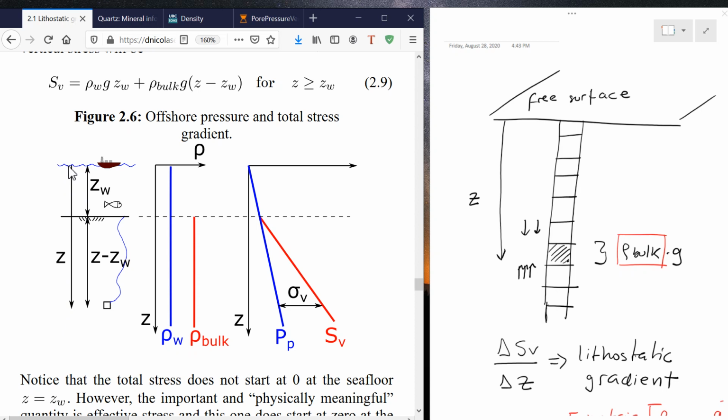So just density of the water times G times Z. And that's why this follows a nice linear relationship. All right, same as before, the difference between the total vertical stress and the pore pressure is what we call effective vertical stress. And as I was telling before, this is what holds the rock together. This is what actually compresses the rock and reduces porosity as a function of depth.